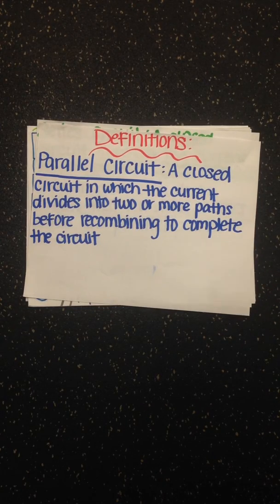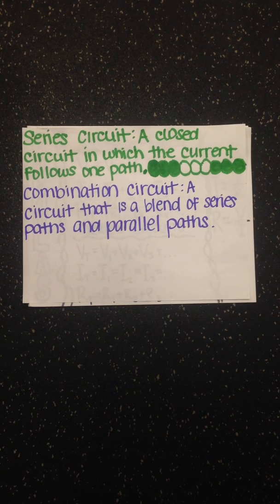Parallel circuit. A closed circuit in which the current divides into two or more paths before recombining to complete the circuit. Series circuit. A closed circuit in which the current follows one path. Combination circuit. A circuit that is a blend of series paths and parallel paths.